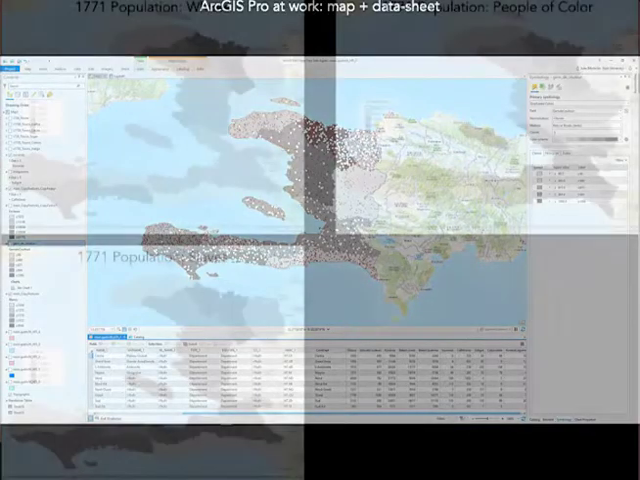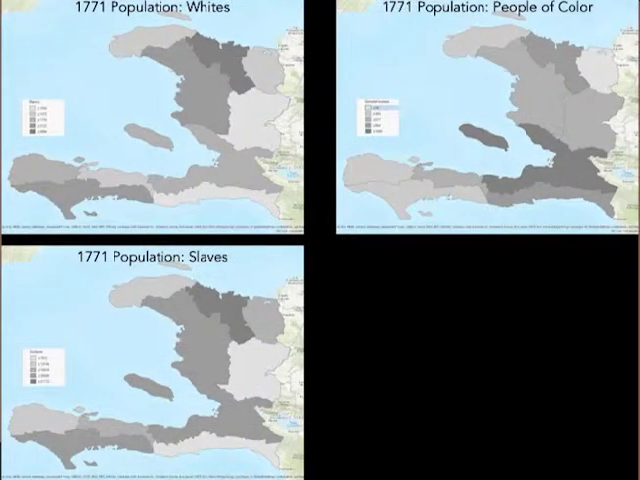Now, if we look at just a piece of that data, I can, for example, choose to compare just the human population. Here we see the relative distribution of three categories of people: the white population, where the darkest color is where the highest number of whites are, ditto with slaves, ditto with people of color. What is interesting, I think, particularly about this breakdown, is to see how the white and enslaved populations correlate quite closely. Where there are the most whites in the north, there are also the most slaves.